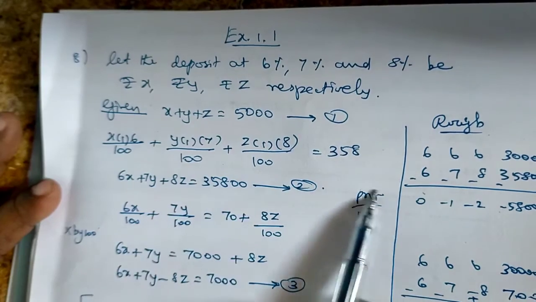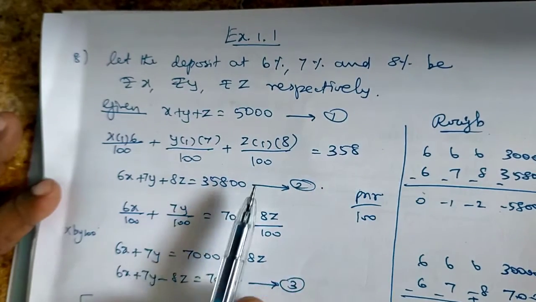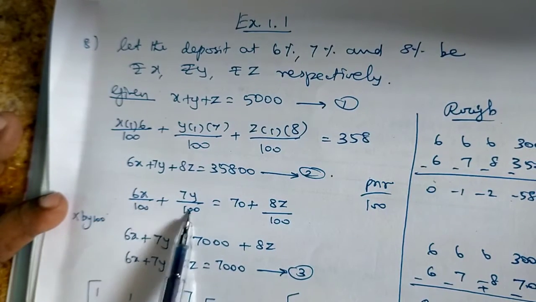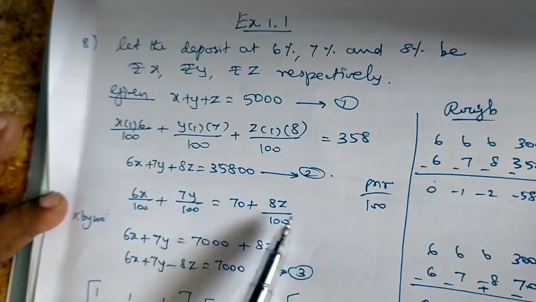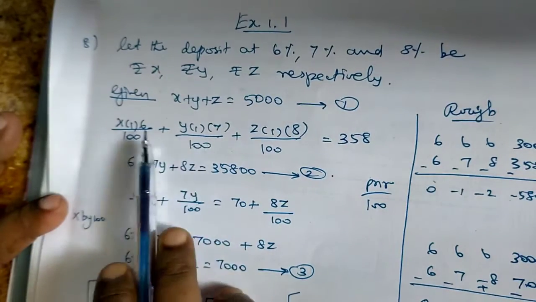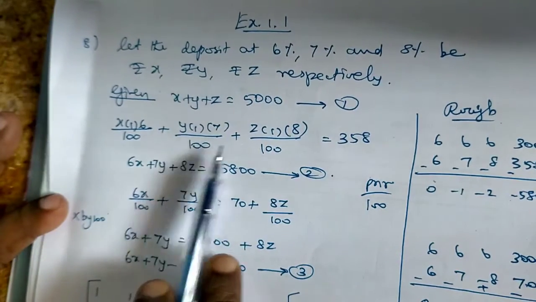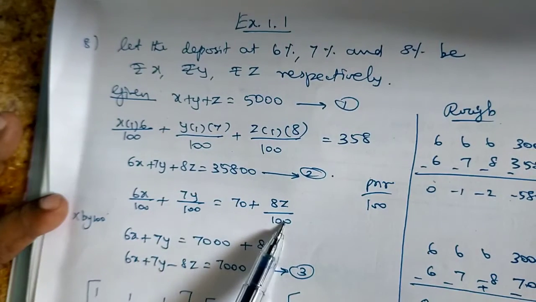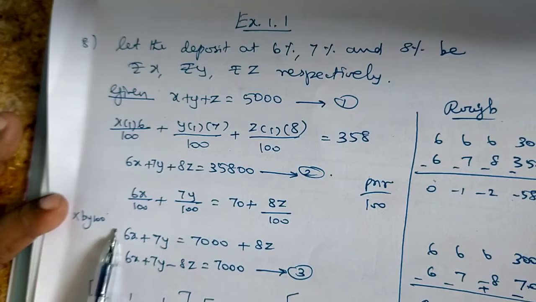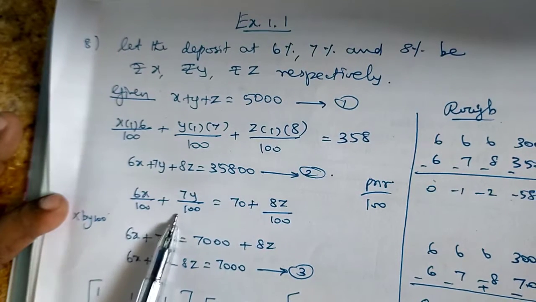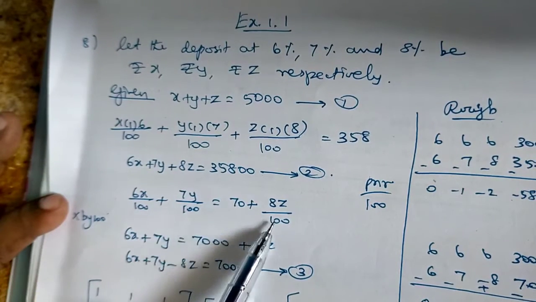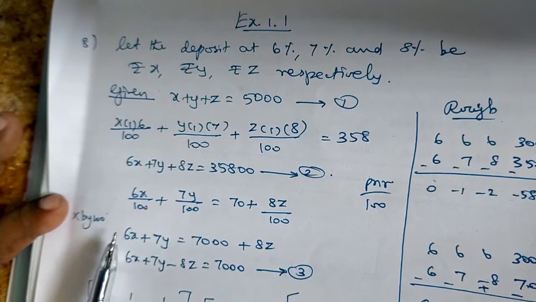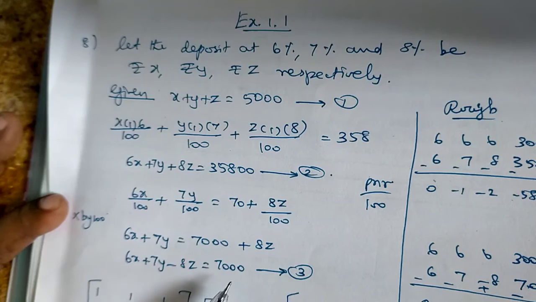Okay, using PNR by 100 formula, you can find out the interest of each investment. Okay, third data is nothing but sum of first and second interest is equal to 70 plus the third interest. First and second interest are 6x by 100, 7y by 100. Third interest is 8z by 100. Okay? 70 more means 70 plus. Okay, again here also you should multiply throughout by 100. Here 100 cancels, here 100 cancels. Multiplying, we get 7000. Here also 100 cancelled and you can bring the 8z to the left side, you will get the equation like this, third equation.